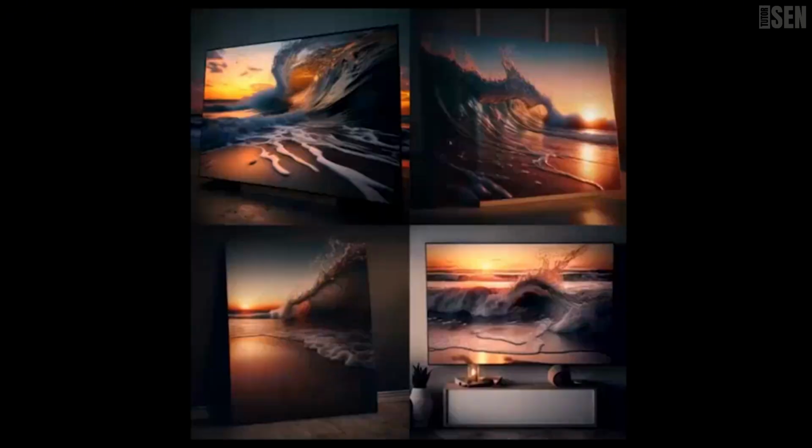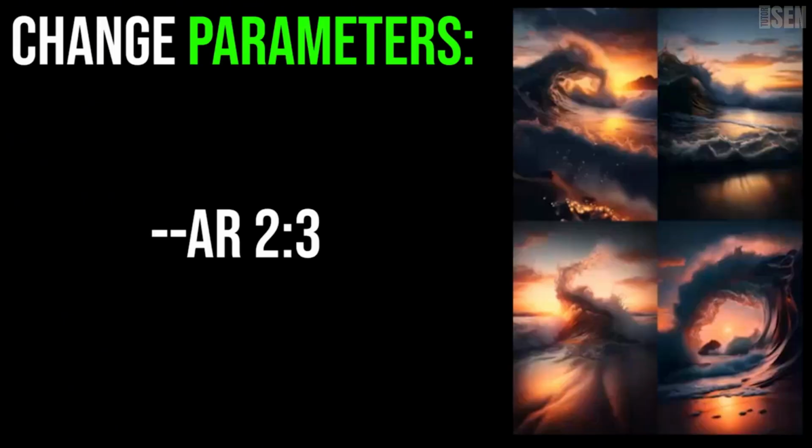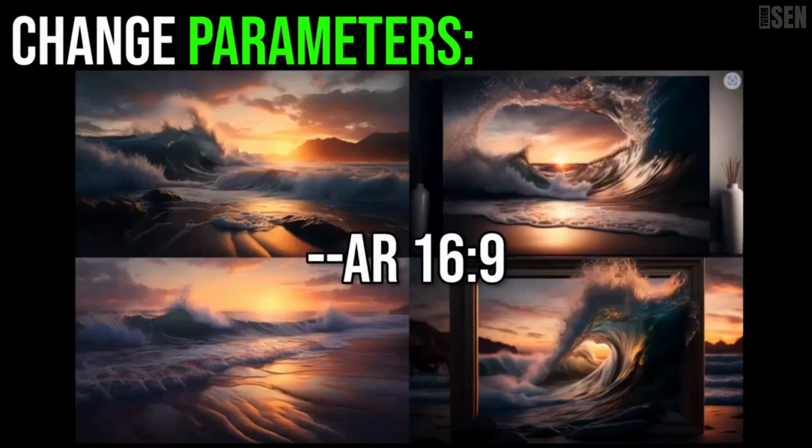It came up with the sunset wave in a TV. We can also change the parameters at the end of the prompt, changing the aspect ratio, for example. And notice that now all 4 images will be in portrait photography size. Then you can also do widescreen, and all the 4 images will be reshaped to the size of a movie, perfectly formatted to fit into that weird TV that we just saw.